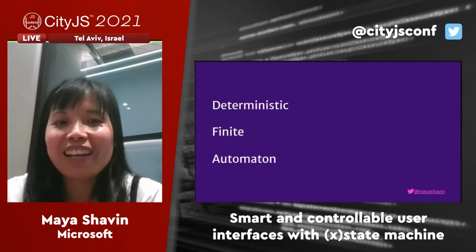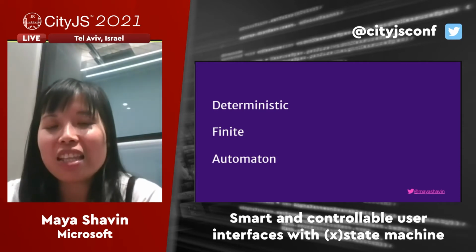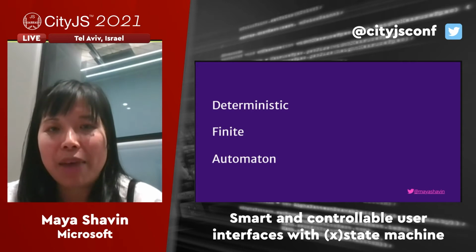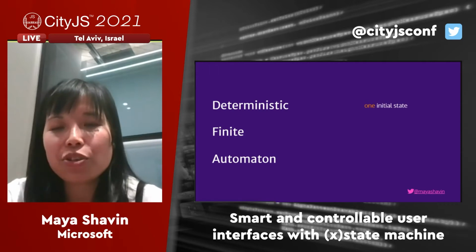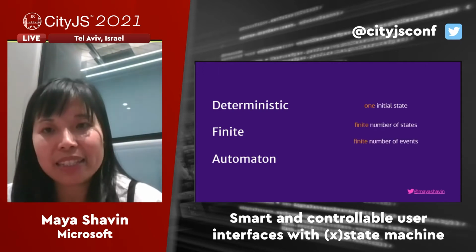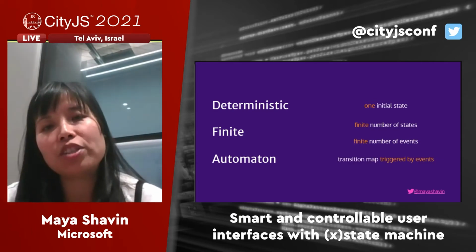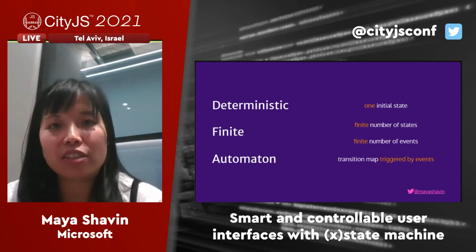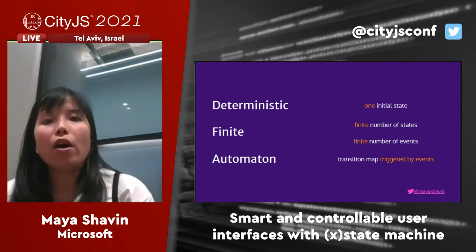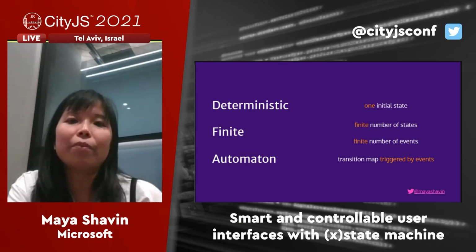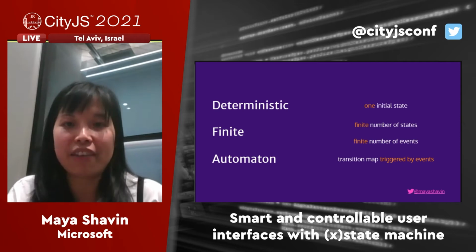So I like to think of a deterministic finite automaton, or state machine, as a whole state management system that contains one initial state. It starts with one initial state. It has a finite number of states, and together it has a finite number of events. And all the states connect to each other through a transition map triggered by events. For example, you have loading or loaded. So moving from the state of loading to the state loaded is triggered by a related event.